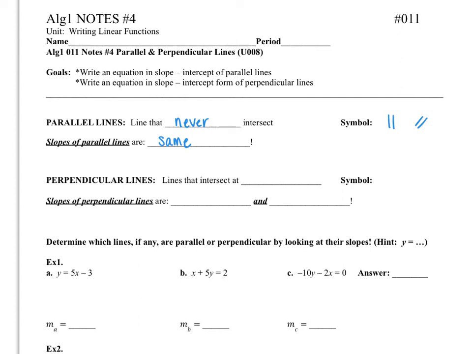Perpendicular lines are lines that intersect at 90-degree angles. The symbol for perpendicular is an upside-down T. And slopes of perpendicular lines are two things. They're opposites, so that means that one will be positive and one will be negative, and they're also reciprocals. Both of these things are going to be true about perpendicular lines.